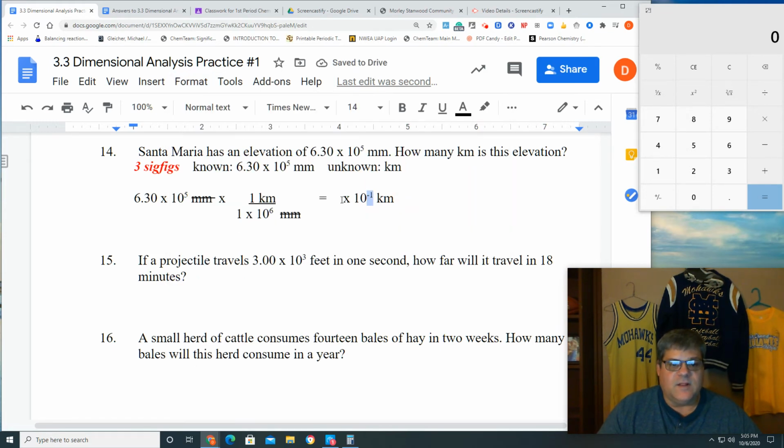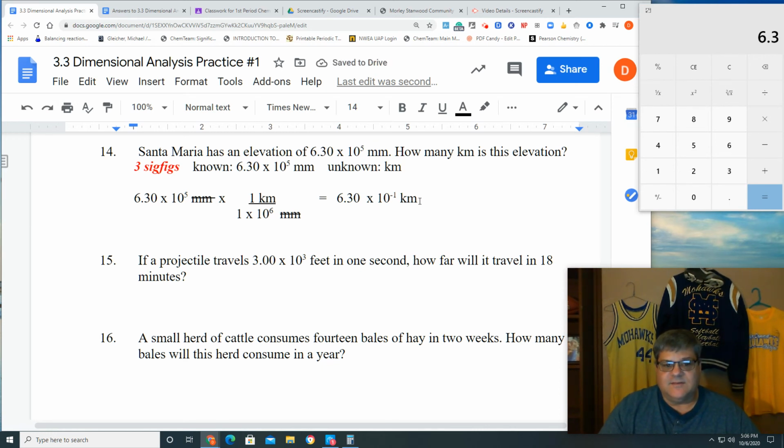Now in order to fill in my answer right here, I have to do my multiplication. I don't have to worry about my exponents. So we're going to go over to the calculator, and we're going to make sure we clear that. 6.3, and we're going to divide that by 1. It doesn't matter, the number doesn't change. So we're just going to transfer that number straight over to here as 6.3. This is written in correct scientific notation. We needed 3 significant figures, so we'll add a 0 to make it 3.